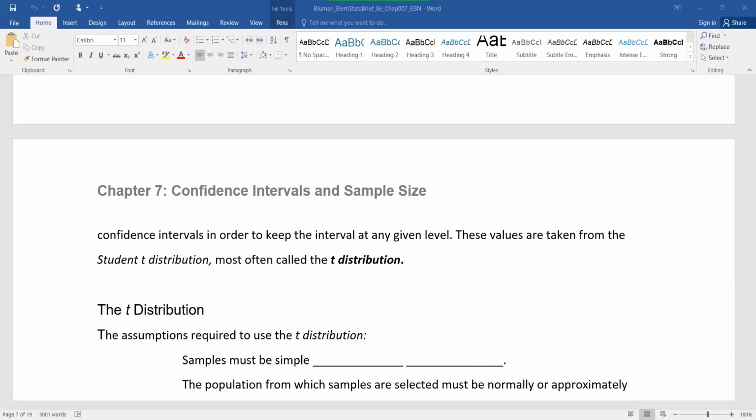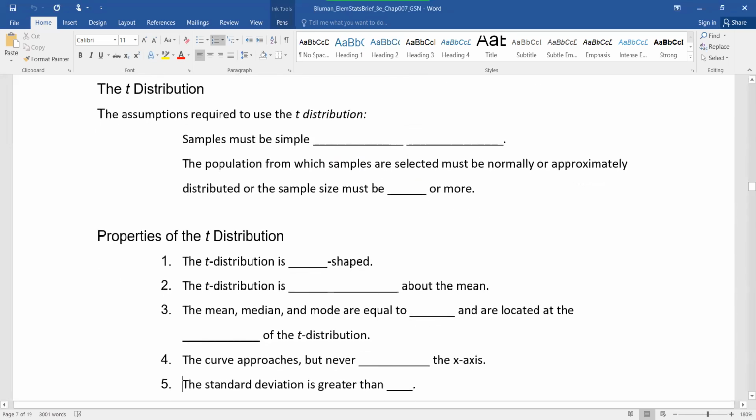All right, let's look at what happens when we have a T distribution. So the assumptions required to use this. This is how you'll know if this is the process you'll use to find your confidence interval. Samples must be simple, randomly sampled. So that key word there, they must say that it's simple, randomly sampled. There's no double blind or whatever. It's just simple, randomly selecting people.